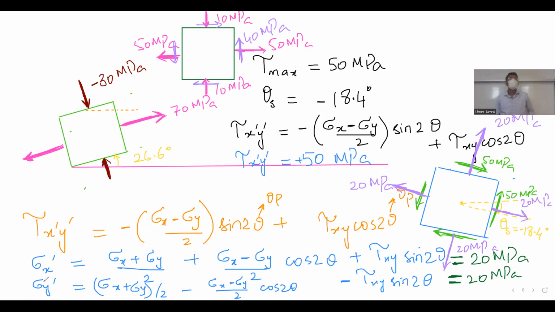I will again repeat: tan 2 theta p equals 2 tau xy over stress x minus stress y, two values of theta p. You take one value of theta p, you put it in the stress x prime, it will give you the corresponding principal stress. You take the next value of theta p, because there are two theta p's you are getting from tan inverse, and put it again in the same stress x prime. It will give you the next principal stress.